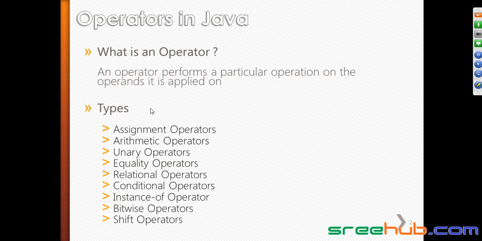We have something called arithmetic, assignment, unary, you have equality, you have relational operators, you have conditional operators, you have instanceof operator, you have bitwise operators, and you have shift operators. Fine. So you'll be learning the maximum possible operators in Java anyways. But the conditional operator will come after relational only. I'll show you why.